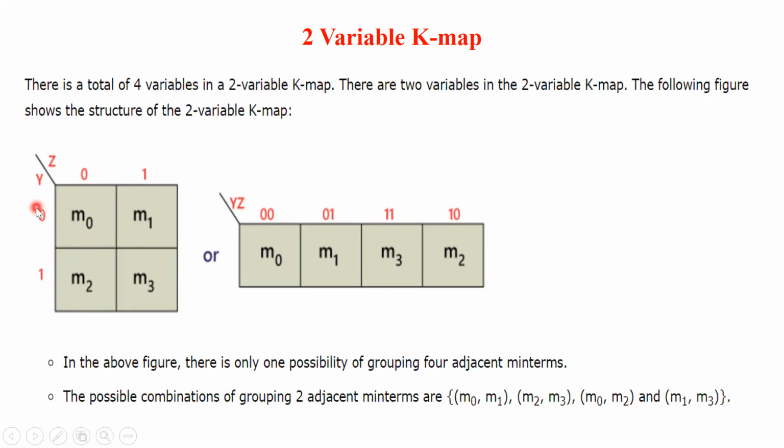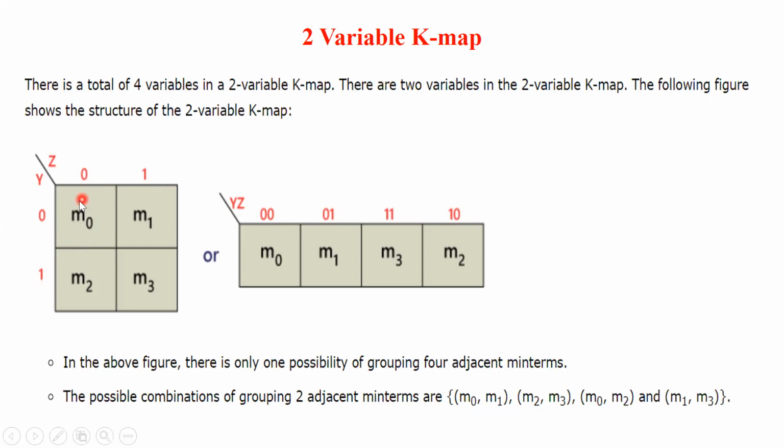Understand? y z. Then you draw. Two variable, 2 raised to 2, so I have 4. I will draw 4 blocks. Then I am, suppose, giving yz as my variable. You can take ab also. Then the first element I write as 0, the second is 1. Here we will write in two columns. First row is 0, second row is 1.